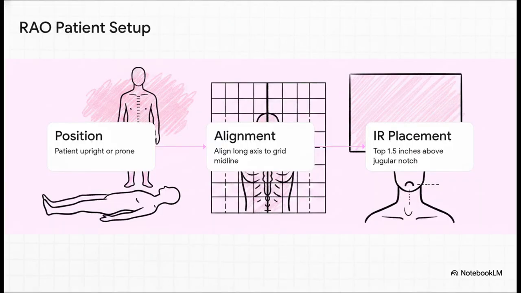All right, so how do we physically get them set up? Upright or prone? Well, upright is almost always better for patient comfort and breathing control. You'll align the patient so the long axis of the sternum is dead center to the grid midline. Then make sure the top of your IR is about 1.5 inches above the jugular notch. That guarantees you capture the entire bone without clipping the top.